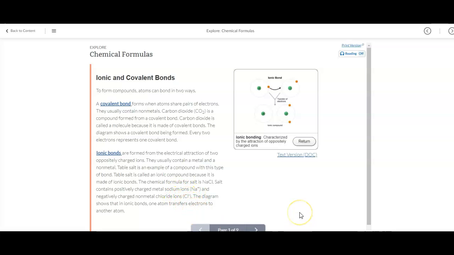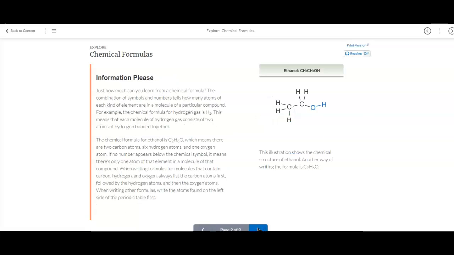The diagram shows that in ionic bonds, one atom transfers electrons to another. So you're able to see here the electron transfer, so it's losing one and going to another. So the answer to what's the difference between ionic and covalent is that covalent bonds share and ionic bonds transfer electrons.